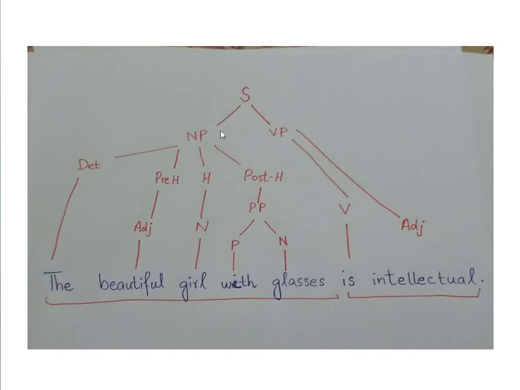Then again the noun phrase consists of further daughters, and again the prepositional phrase consists of further daughters, and again then verb phrase consists of further daughters, verb and adjective. So this is what we have with the X bar theory.